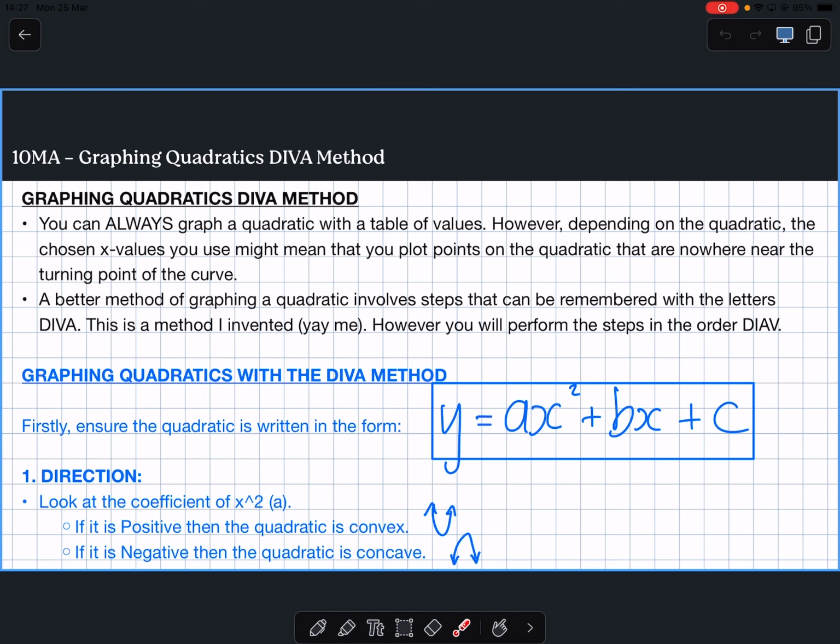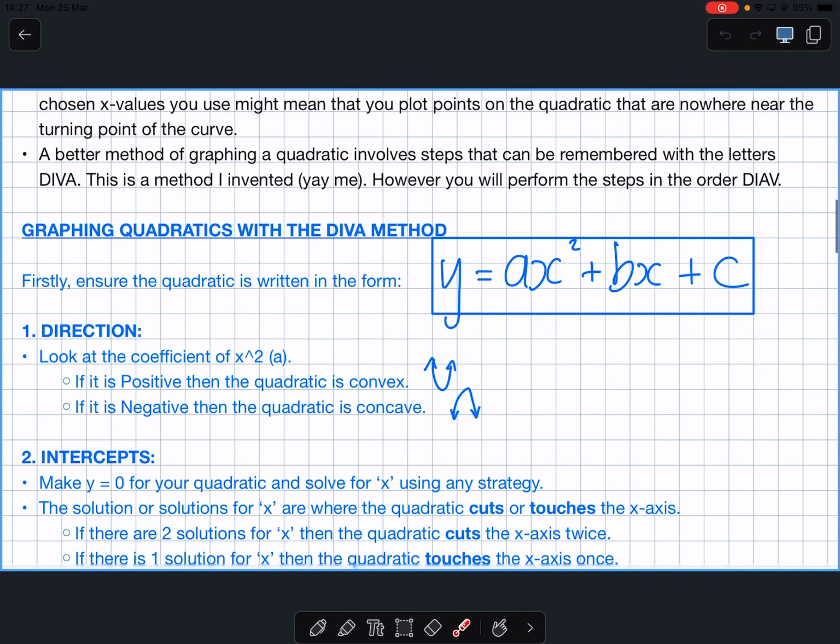See how in real life people like to come up with little, what is it called? Is that like an acrostic poem or something when you come up with an acronym? But the problem is the maths has to be done in that order. But it's kind of snazzy if you call it DIVA, right? So, how do I graph quadratics with DIVA?